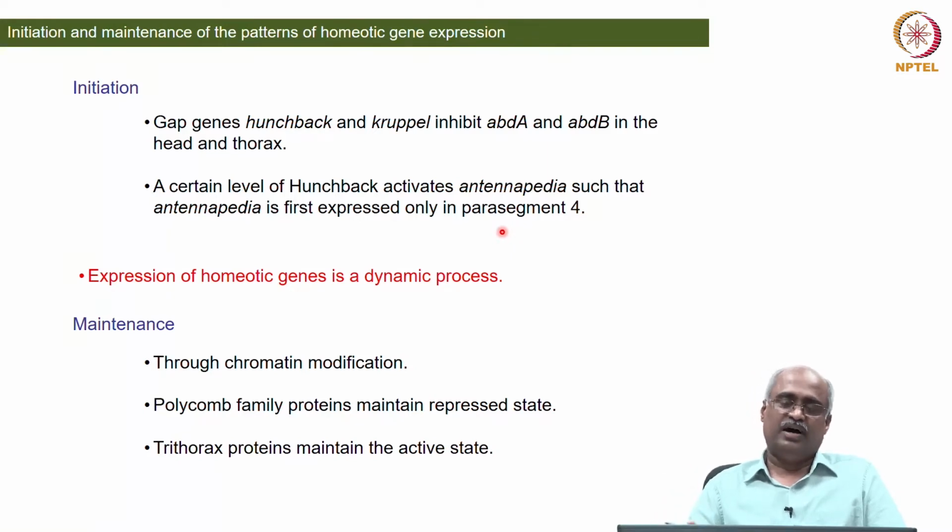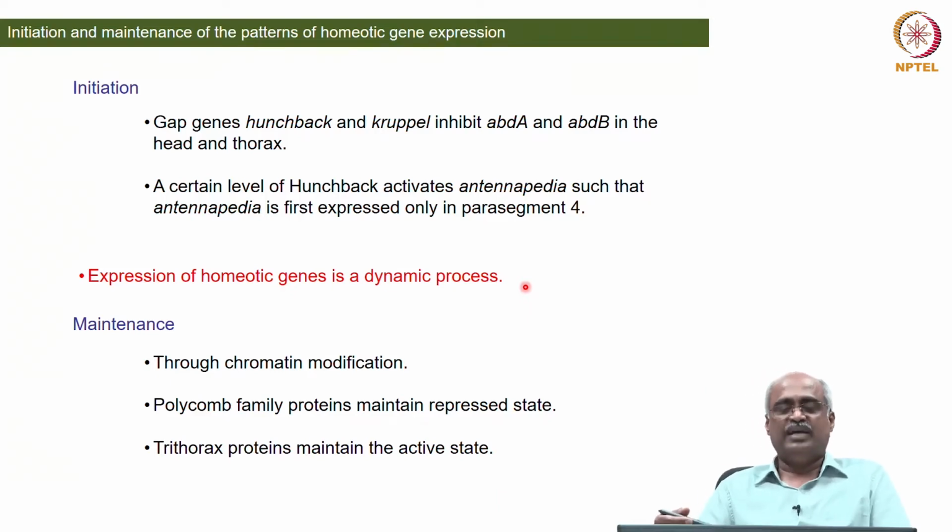The other important aspect is that the more anterior expressed Hox genes are usually inhibited by the genes expressed posterior to a given Hox gene. So when you mutate a posterior Hox gene, the anterior gene expression domain extends posteriorly. Fine. So initiation happens in this manner and it is dynamic. Do I need the gap genes and pair-rule genes all the time for the Hox genes to continue to be expressed?